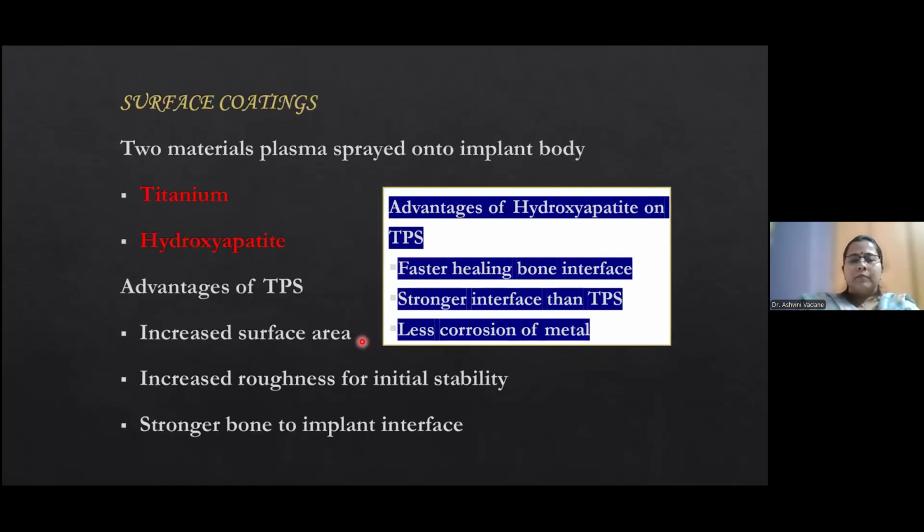The two materials plasma sprayed onto the implant are titanium and hydroxyapatite. So advantages of hydroxyapatite: there is a faster healing bone interface, a stronger interface, and less corrosion of metal. Okay. So basically, there should be as great a surface area as possible. Regarding the implant design, there should be more threads, more grooves.